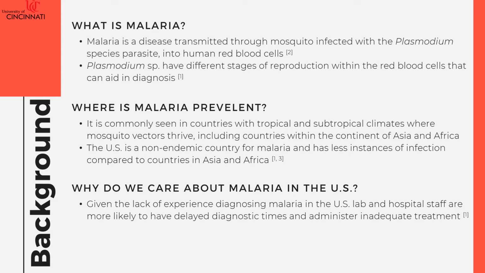This illness is commonly seen in countries within the continent of Asia and Africa due to the tropical and subtropical climate present that allow for mosquito vectors to flourish. So while this climate barrier prevents larger numbers of malaria cases within the United States, we can still see cases due to international travel and issues with screening blood donations. The cases of malaria patients that do appear in the U.S. are likely to experience delayed diagnosis and inadequate treatment due to the fact that American lab and hospital staff are usually less familiar and inexperienced in diagnosing this condition.